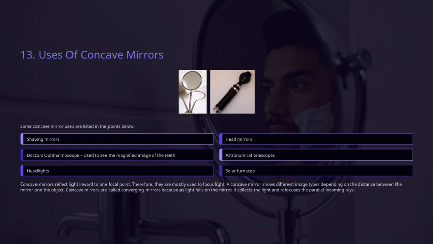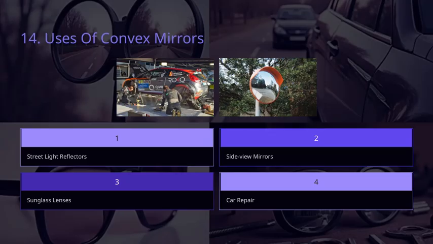This property makes them useful in telescopes, especially astronomical telescopes, where focusing distant light is essential. You'll also find concave mirrors in solar furnaces, where they concentrate sunlight to generate high temperatures for industrial processes. And finally, in medical settings, head mirrors use concave mirrors to direct light into a patient's body, providing a focused beam for examinations. Overall, these mirrors are essential in many fields because of their ability to gather, focus, and manipulate light efficiently. Now, let's take a look at some common uses of convex mirrors.